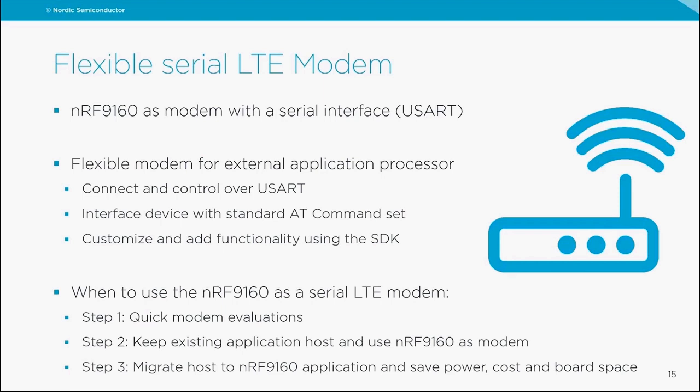So it's useful in the following scenarios. So it's either for, we want to do a quick modem evaluation of the functionality of LTE, sending some UDP packets back and forth and connecting with different parameters. Or if you want to keep your existing application host and use the nRF9160 as a modem. And the third step that we see is that once you've done that, there's, of course, the opportunity to migrate code from the host onto the nRF9160 application processor and really save power and cost and potentially board space as well.